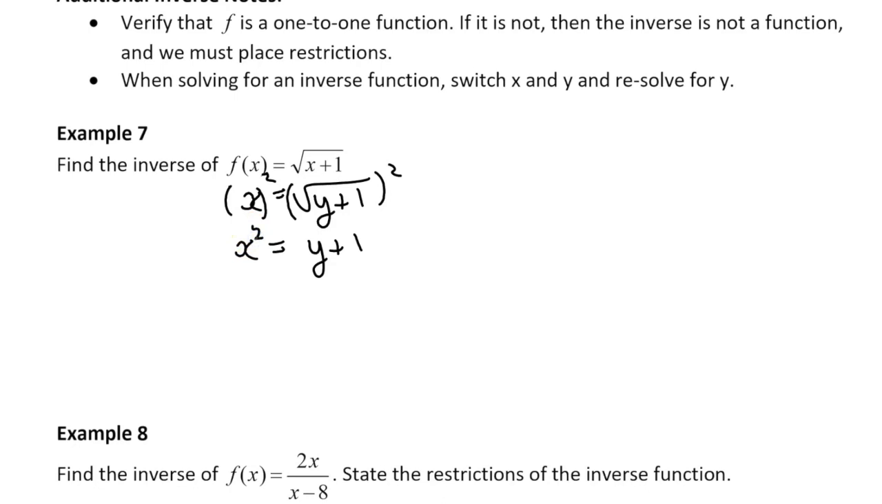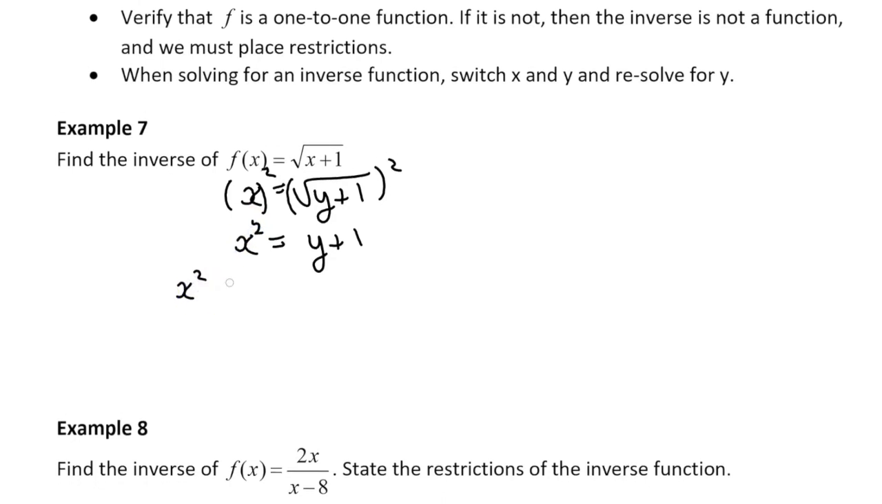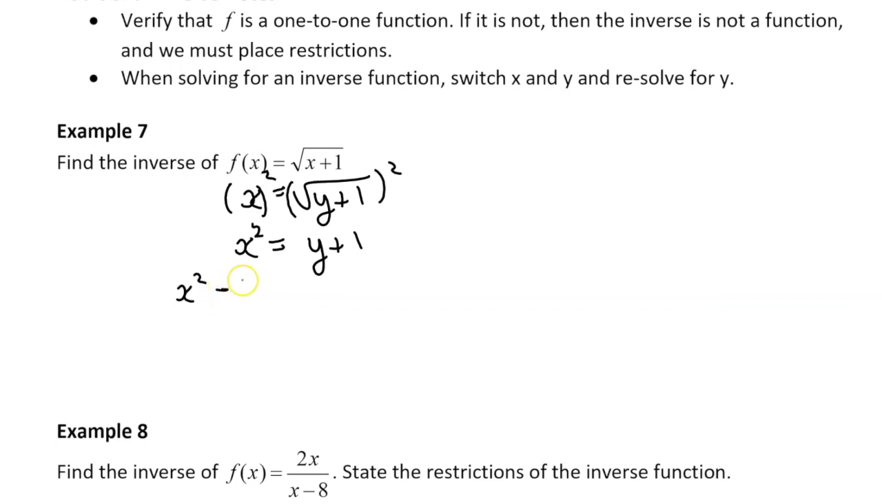x squared equals y plus 1. We want to isolate for y, so let's subtract 1 over. And then now we have successfully done that. So let's denote that. If we're saying what its inverse is, we're going to say the inverse is going to be equal to x squared minus 1.